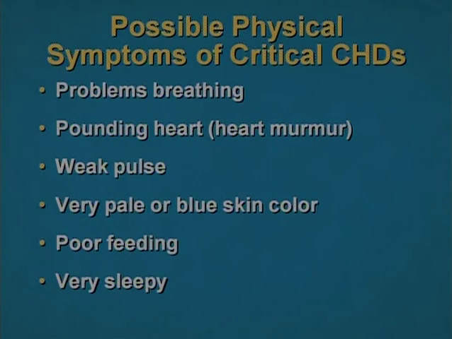And so it's also important to note that pulse ox screening does not replace a complete history and physical examination. Some possible physical symptoms of critical congenital heart disease or defects include problems breathing. It could include a heart murmur or pounding heart in the newborn, a weak pulse. They can have very pale or blue skin color. They can be poor feeders and very sleepy. So these are some of the possible physical symptoms that might appear if a baby had a critical heart defect.